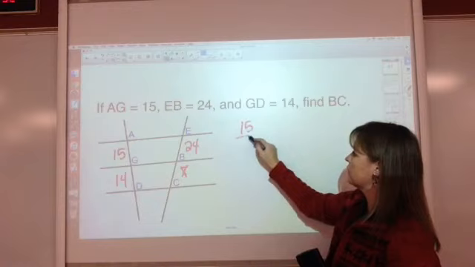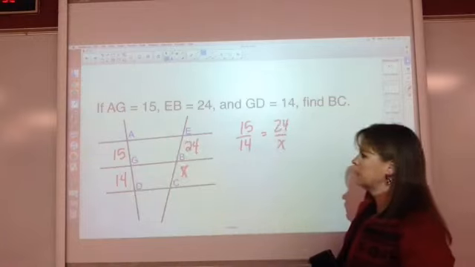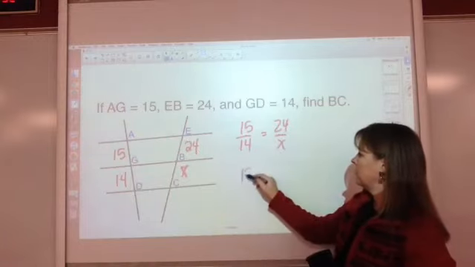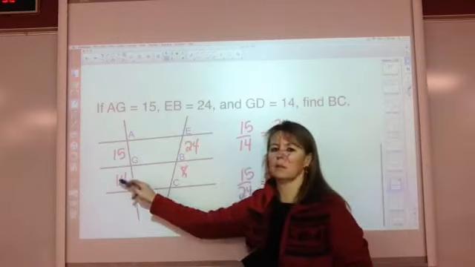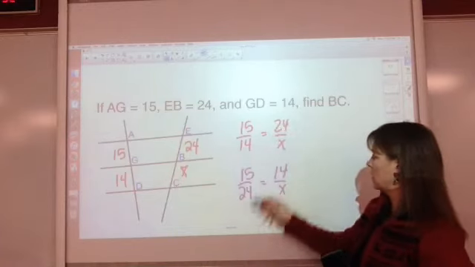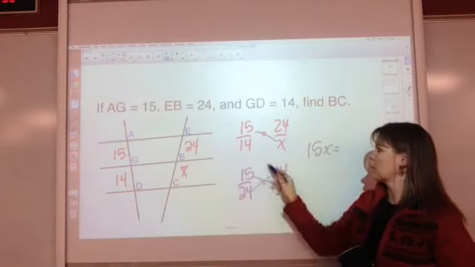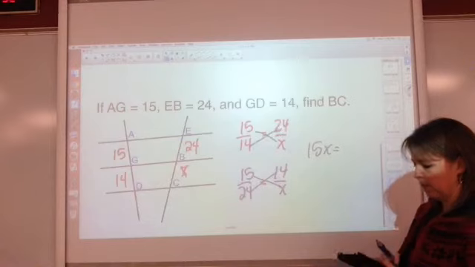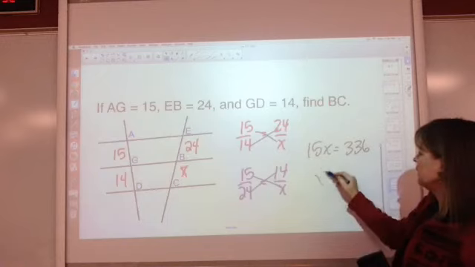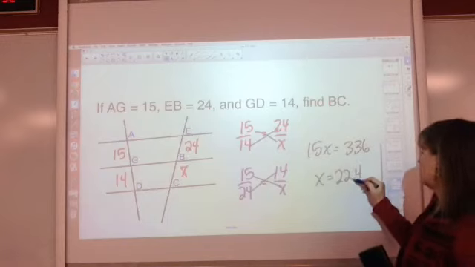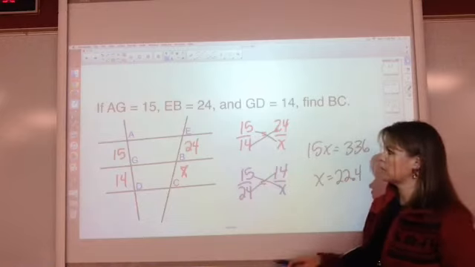Your choice. Do you want to go 15 over 14 equals 24 over X, top, bottom? Or do you want to go 15 over 24 equals 14 over X, left, right, left, right? Doesn't matter to me, shouldn't matter to you. Cross multiply them both, you'll get 15X equals 336. 336 divided by 15, and here's the one I promised you. They will not all come out to whole numbers, so you have to know how to set them up. 22.4.